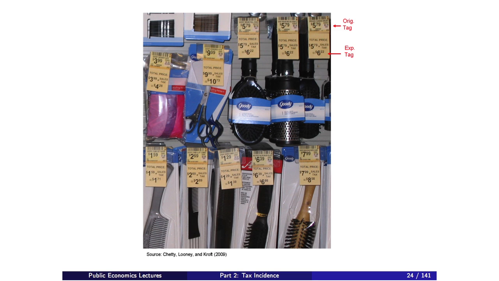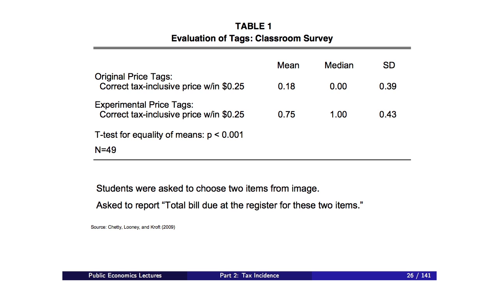And the idea was to see whether people would remember that you have to pay taxes, and that's what determines the total price at the register. So here are the results of that simple exercise. With the original price tags, which do not show you the tax-inclusive prices, only 18% of people tell you the tax-inclusive price, the total tax-inclusive price.